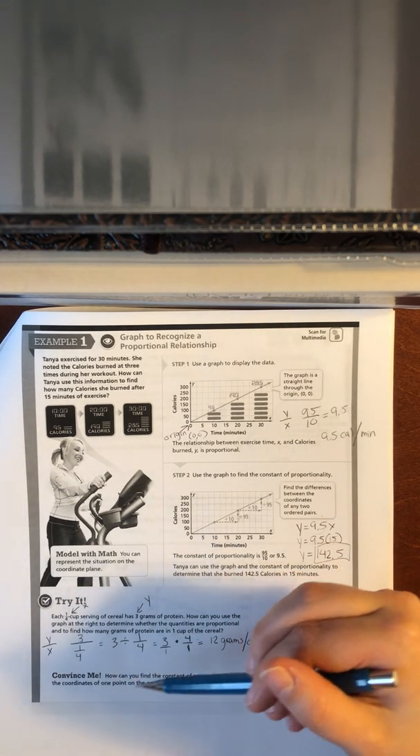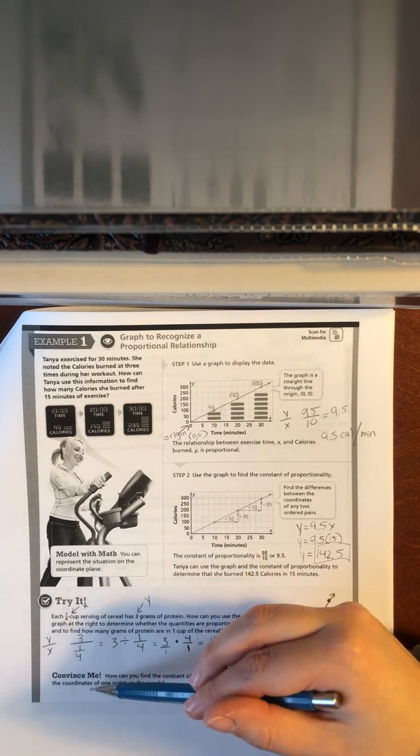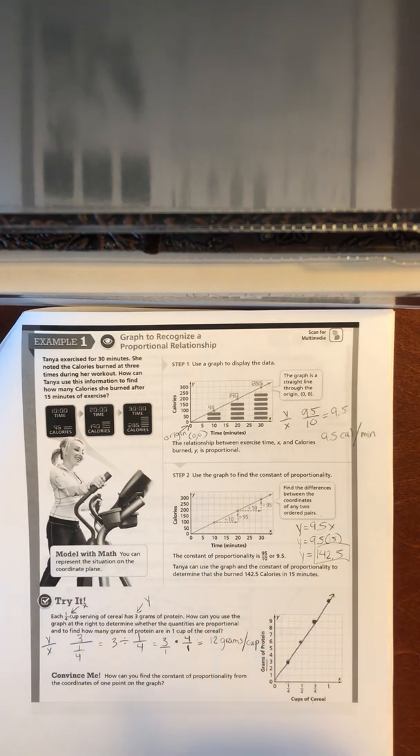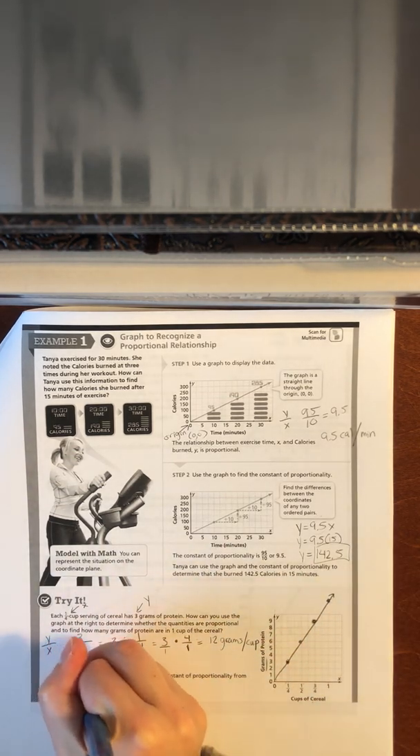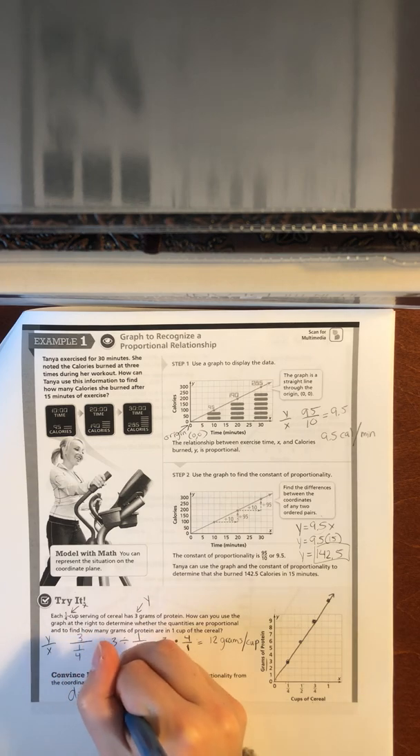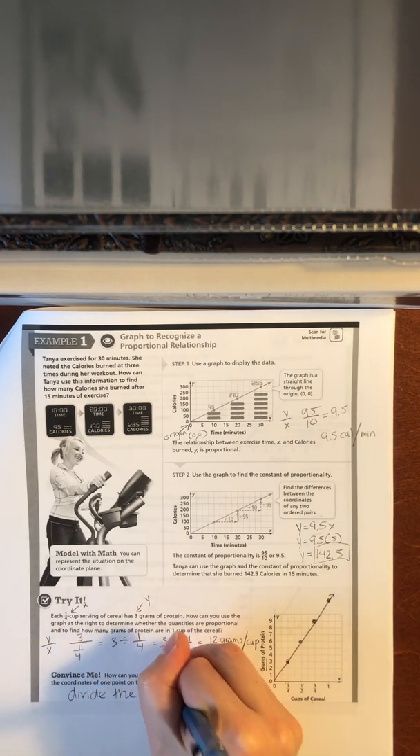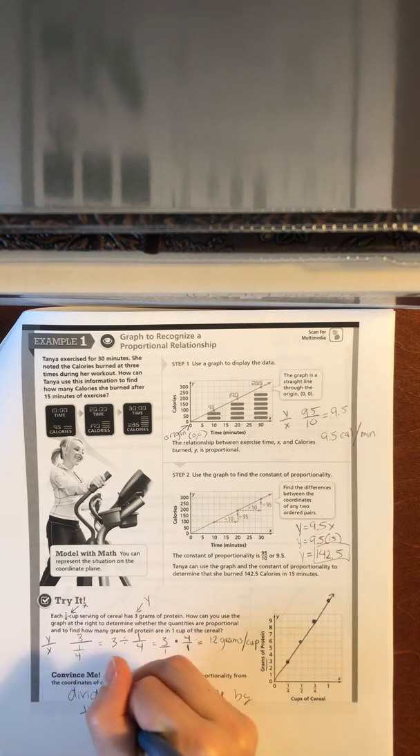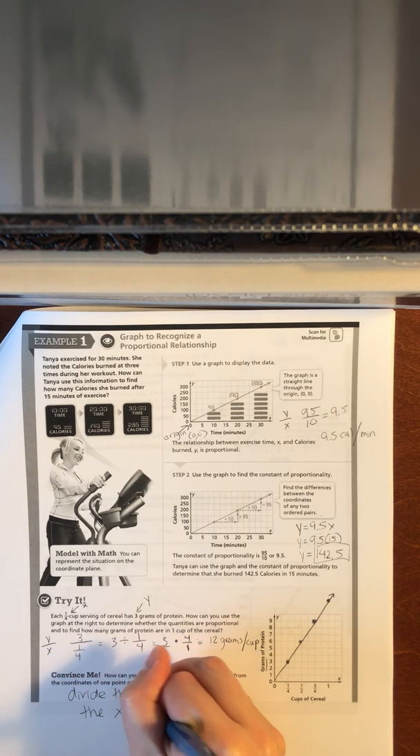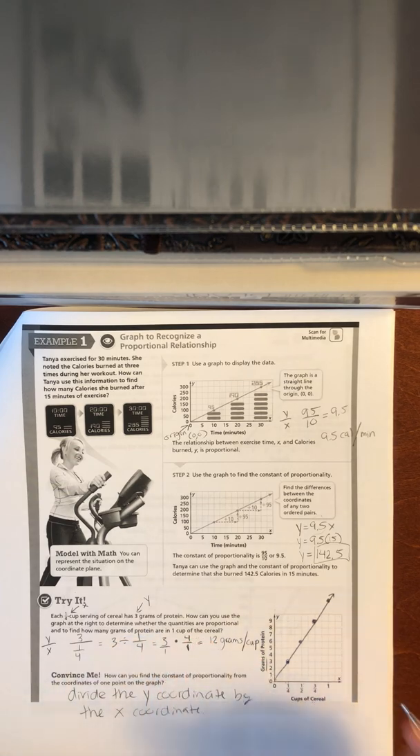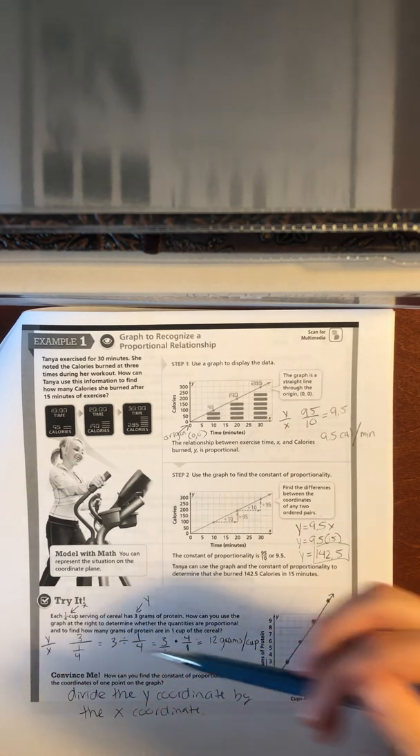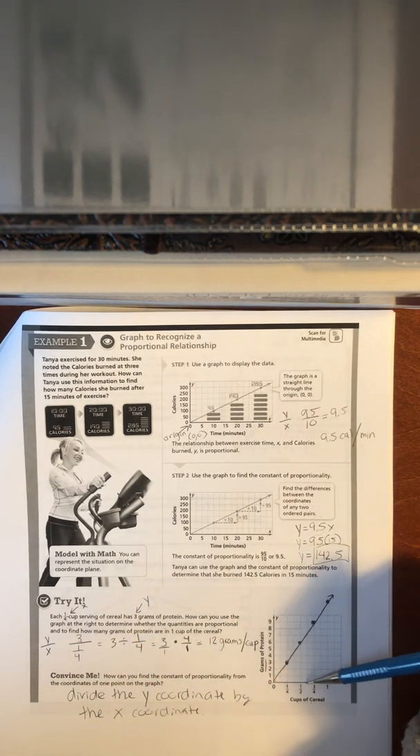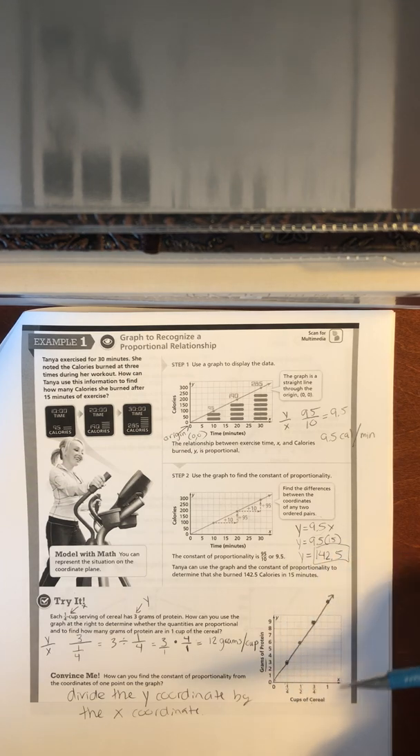How can you find the constant of proportionality from the coordinates of 1 point on the graph? Well, we did that. We divided, so you divide the y-coordinate by the x-coordinate. And it doesn't matter which point you pick on your graph. Like we did 3 divided by 1/4, but you could also do 6 divided by 1/2. You're going to get the same thing, or 9 divided by 3/4.